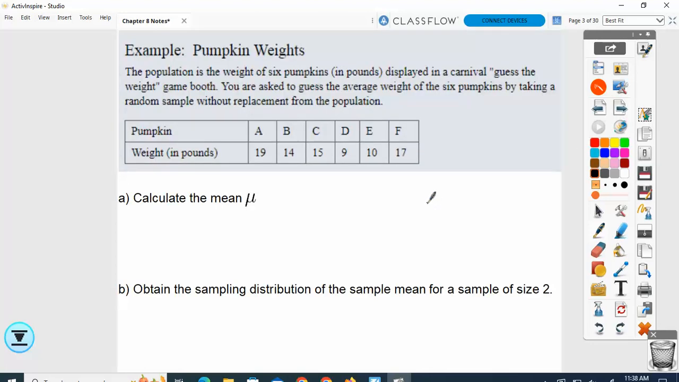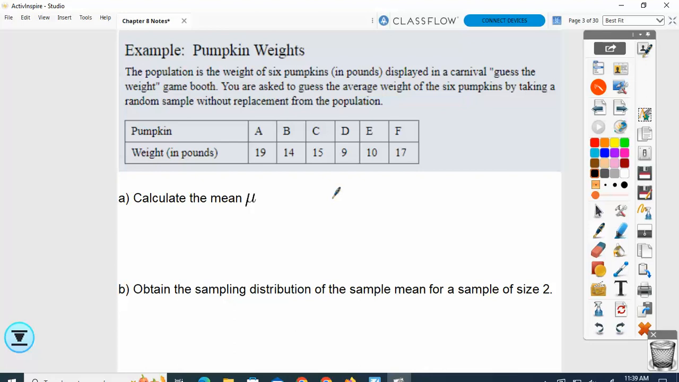To make a little more sense, we are going to look at a concrete example where we could actually create our sampling distribution. Let's say, very fitting since it's Halloween, we're talking about pumpkins. The population is the weight of 6 pumpkins in pounds displayed in a carnival guess the weight game booth. You are asked to guess the average weight of the 6 pumpkins by taking a random sample without replacement from the population. What does it mean when I say without replacement?